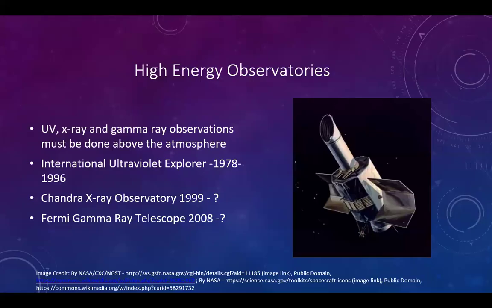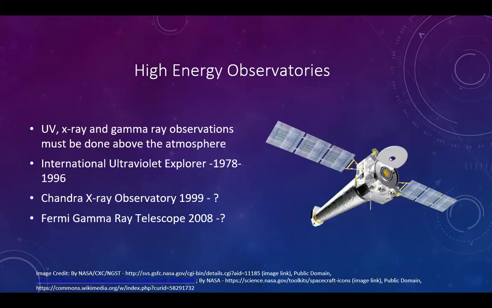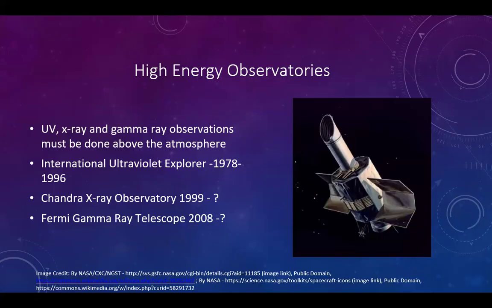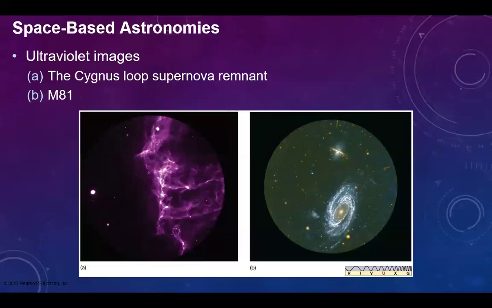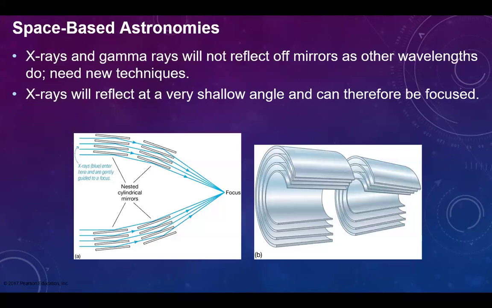To focus X-rays and gamma rays is harder. You need to use weird glancing mirror stacks to focus X-rays. For gamma rays, you can't actually really focus them. They're just too energetic. They just slam into stuff and interact with it. So this is the Ultraviolet Explorer, this is the Chandra X-ray, and this is the Fermi Gamma Ray Telescope. So ultraviolet images: this is the Cygnus Loop supernova remnant. This is M81. These are some ultraviolet images.